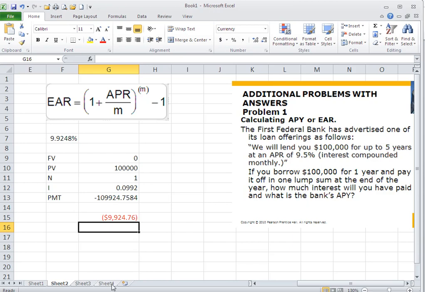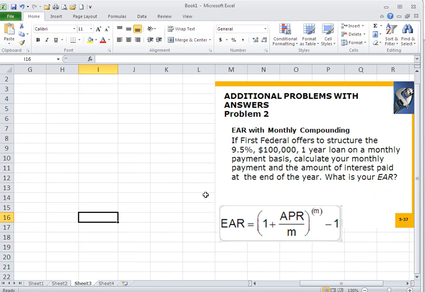Let's go ahead and do another problem. It says if First Federal offers to structure the $100,000 one-year loan on a monthly payment basis, which is more normal, let's calculate the monthly payment and figure out the amount of interest paid. So we'll do the same thing that we just did. We'll set up a little chart here with our variables for time value of money. Present value is going to be $100,000.